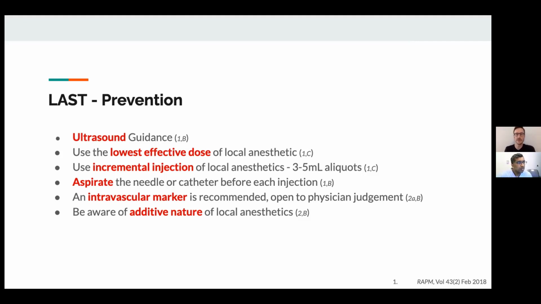And certainly anytime you reposition the needle mid-block, if you decide, okay, I want a bit more local anesthetic on this aspect of the plexus, then again, we're going to repeat this procedure and aspirate and ensure that we aren't in a blood vessel inadvertently.